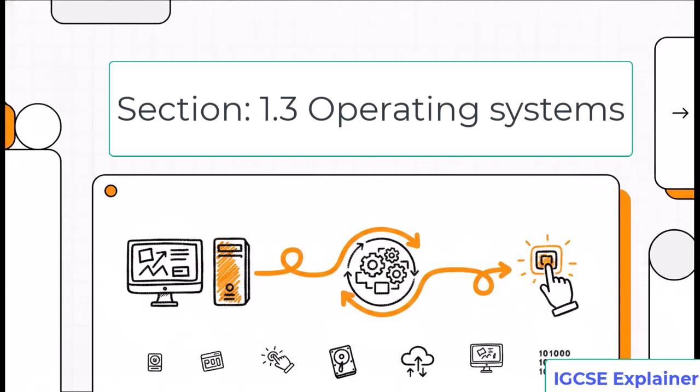Today, we're diving into something you literally interact with every single day, but probably rarely think about. We are going to completely demystify the operating system. And by the end of our journey today, I promise you're going to look at this hardworking piece of software in a totally new light.